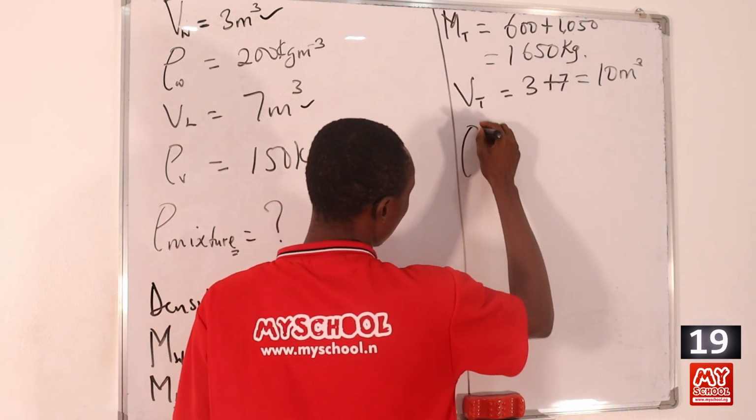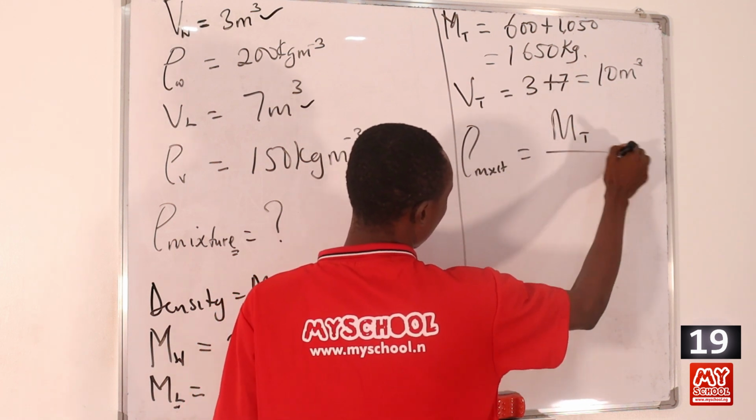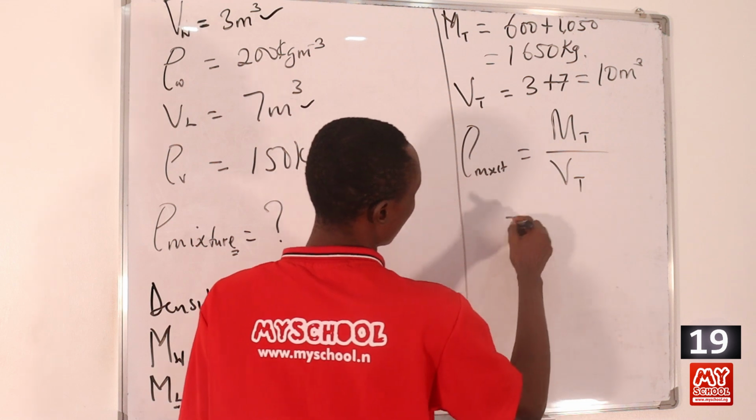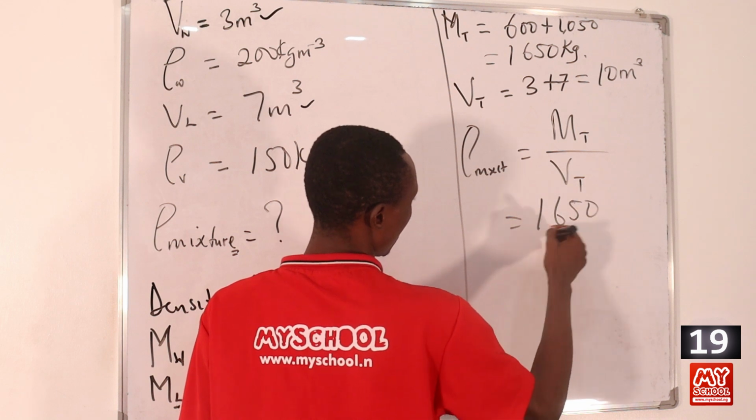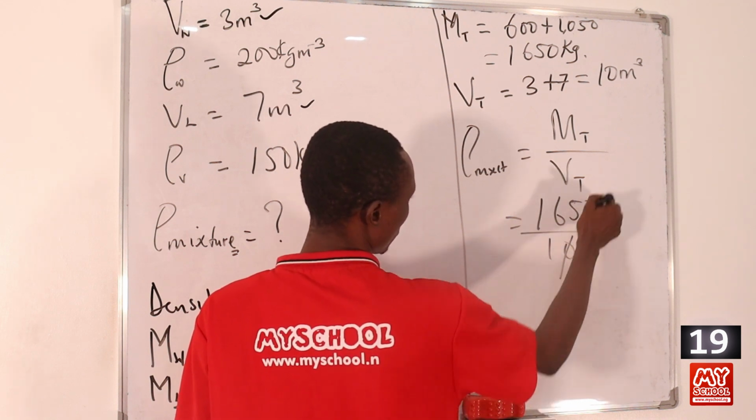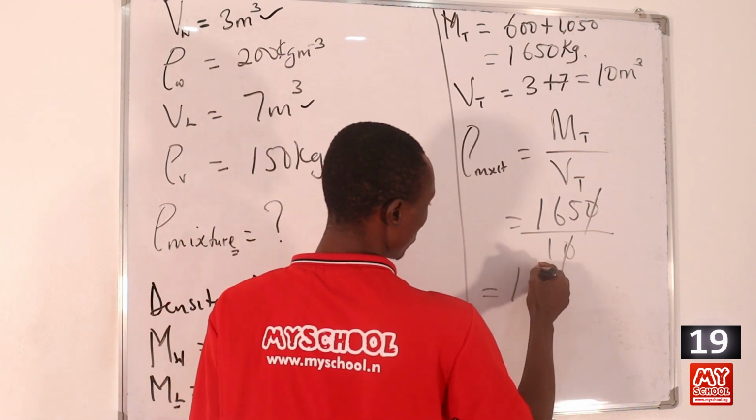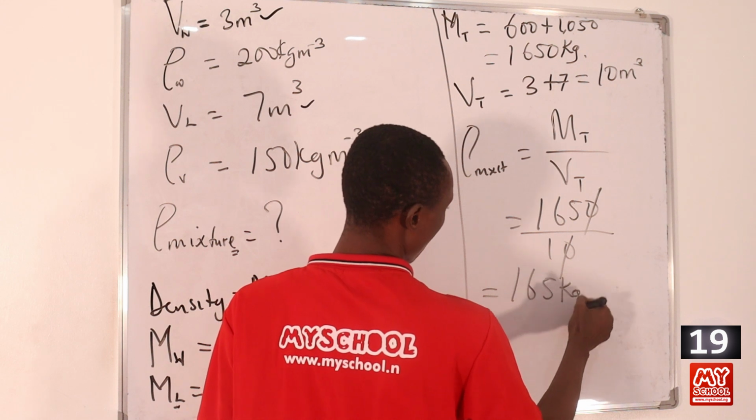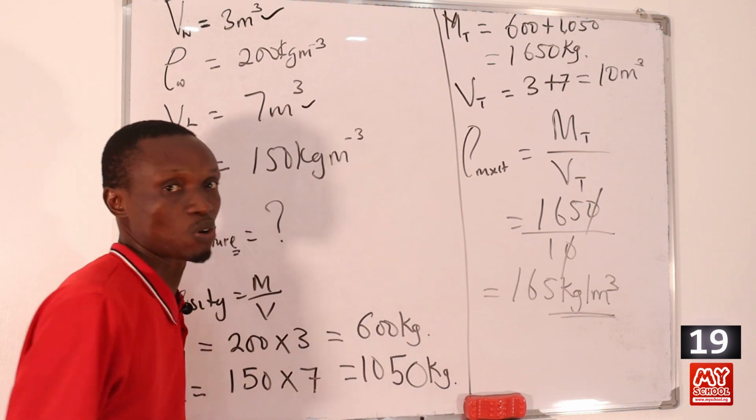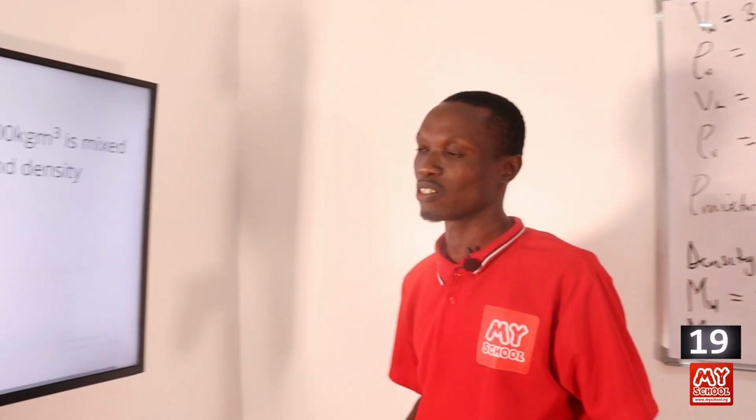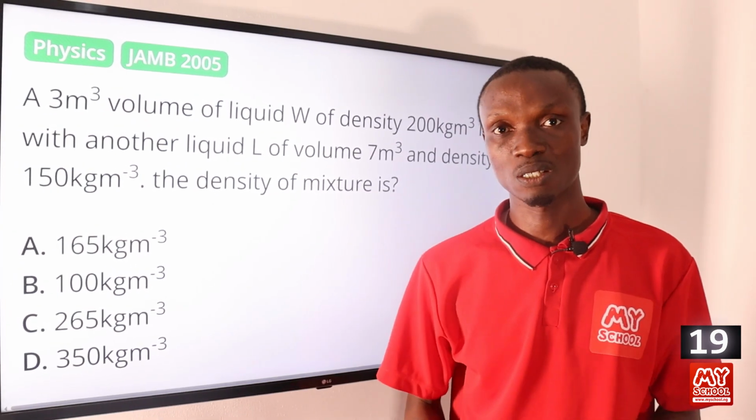Okay, so density of the mixture in this case will be equal to the total mass MT over the total volume VT. If we substitute our values here, we'll have 1650 divided by 10. So the 0 will just cancel the 0, so that the density of the mixture is equal to 165 kilogram per meter cube. So let's return to the screen to pick the correct answer to this question, and that is option A, 165 kilogram per meter cube.